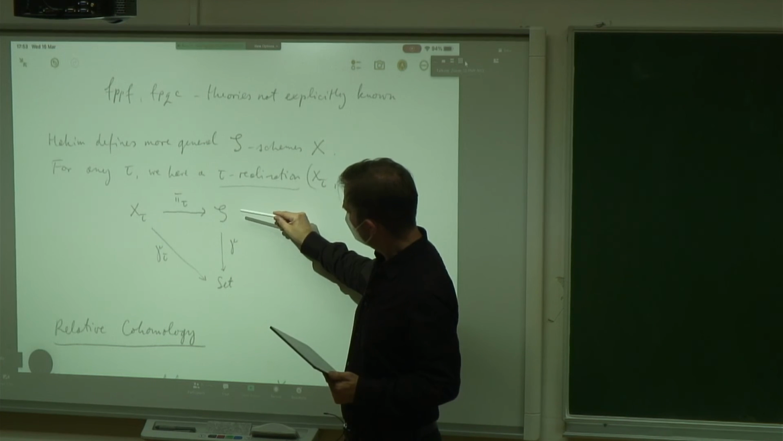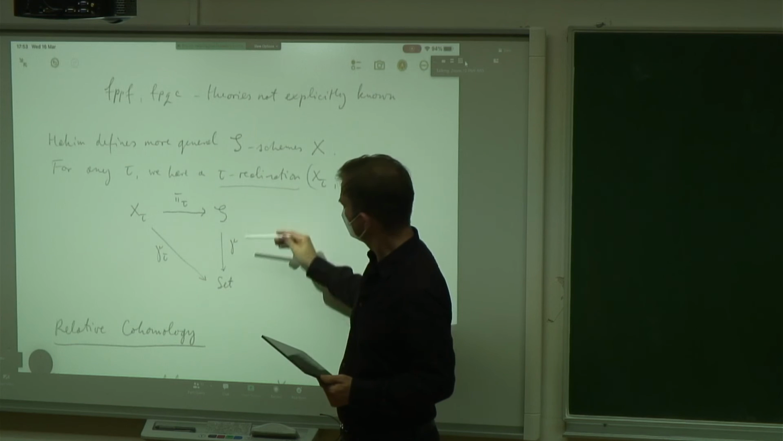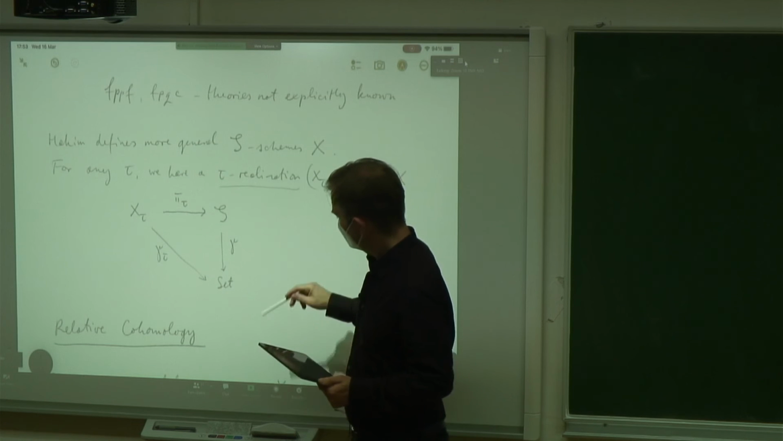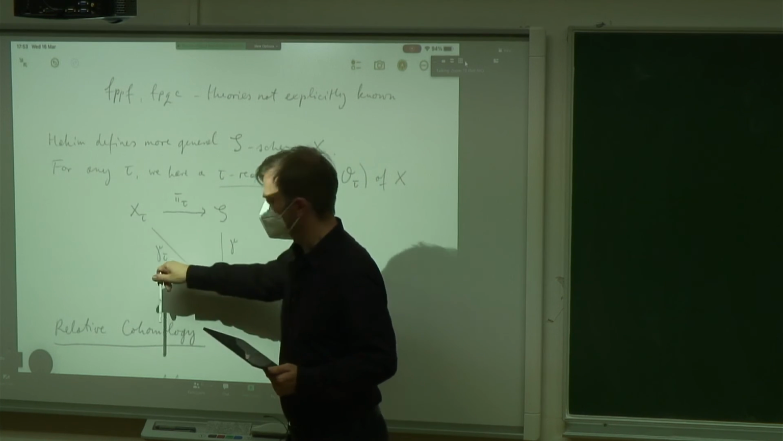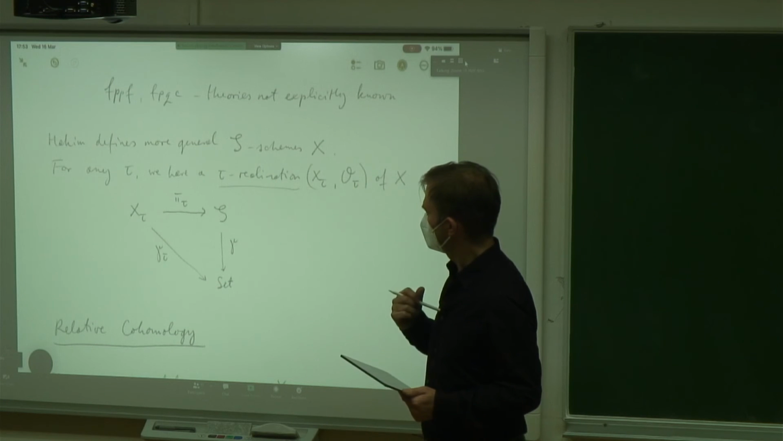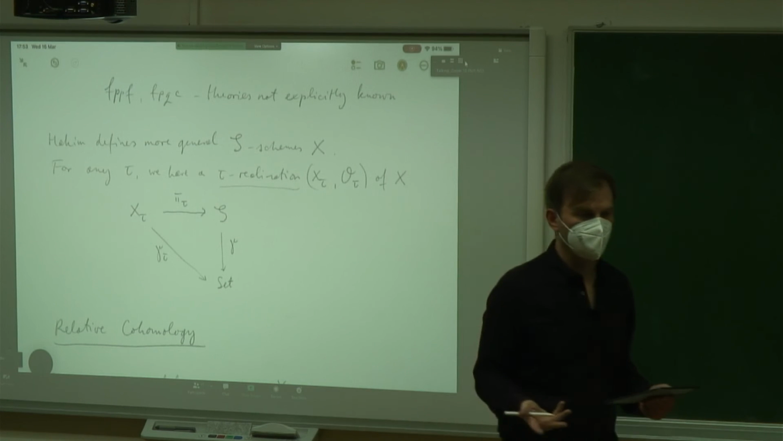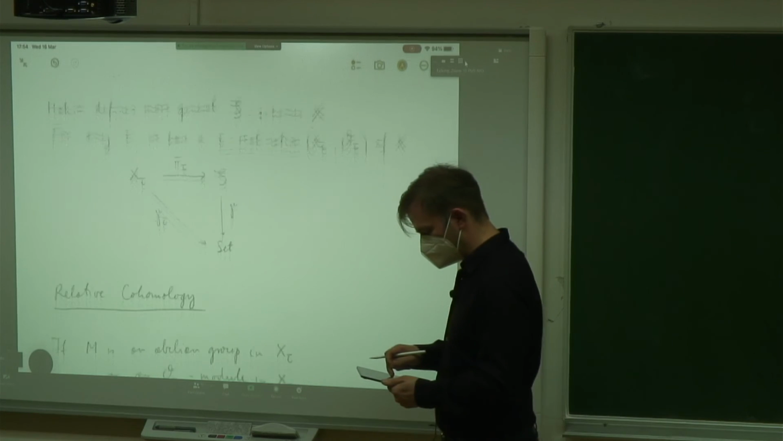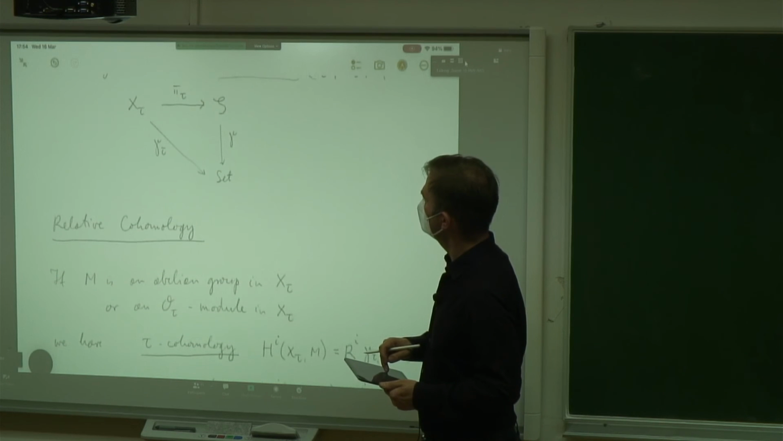Then you have the global sections functor. Okay, I'm assuming S is a Grothendieck topos. So you have the global sections functor to the category of sets. And then the composite from here is somehow the global sections of this Grothendieck topos. And this picture allows us to now start doing relative algebraic geometry. And for example, you can define relative cohomology. So let's try to retain this picture if possible.